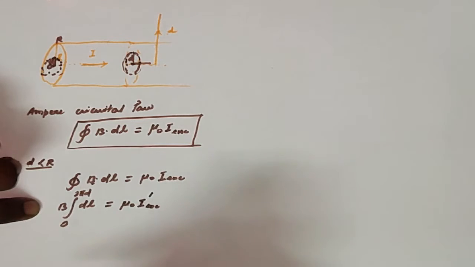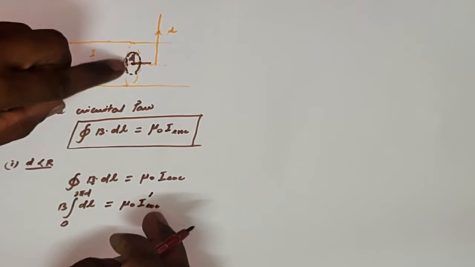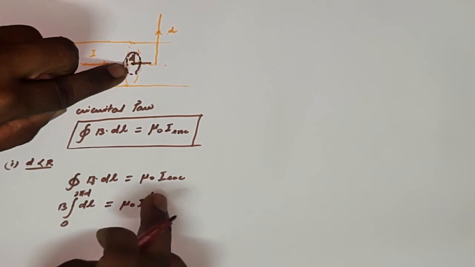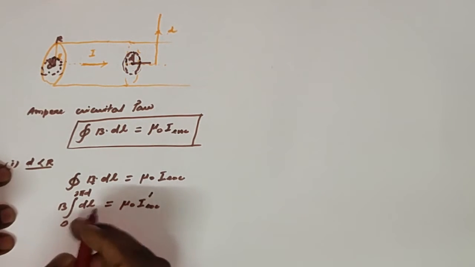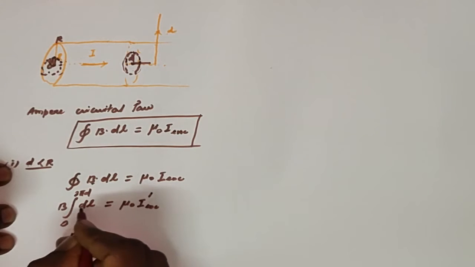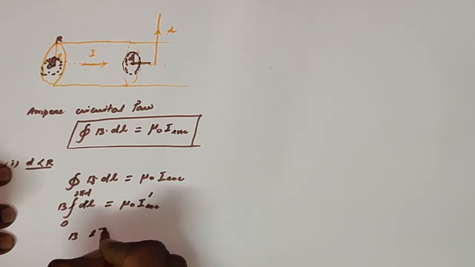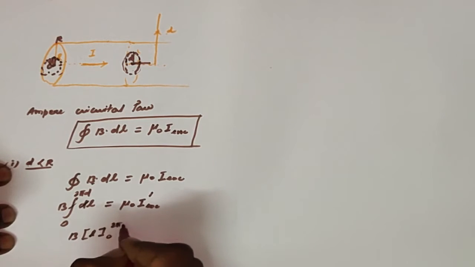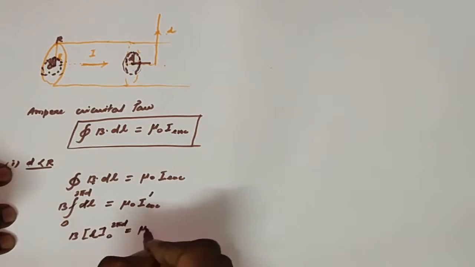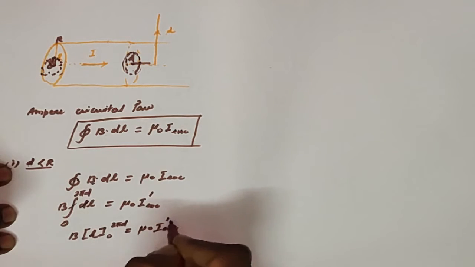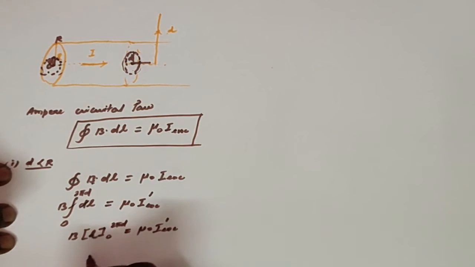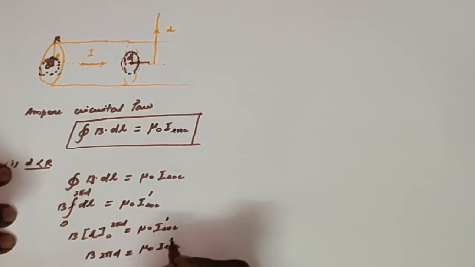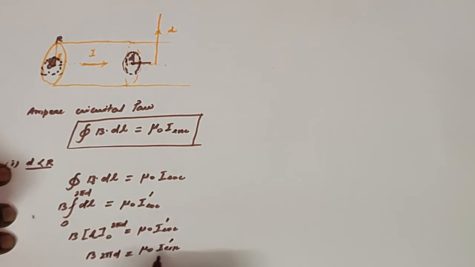We can call it I enclosed prime, because we don't know how much current is flowing inside the circle. Anyway, the left hand side part is easy: B dot dl. If you take this integral, it will give B times the integral of dl from 0 to 2 pi d, equal to mu naught times I enclosed. Substituting the upper limit, it gives B 2 pi d equal to mu naught times I enclosed. So the left hand side is easy, but we don't know what the current in the enclosed part is.